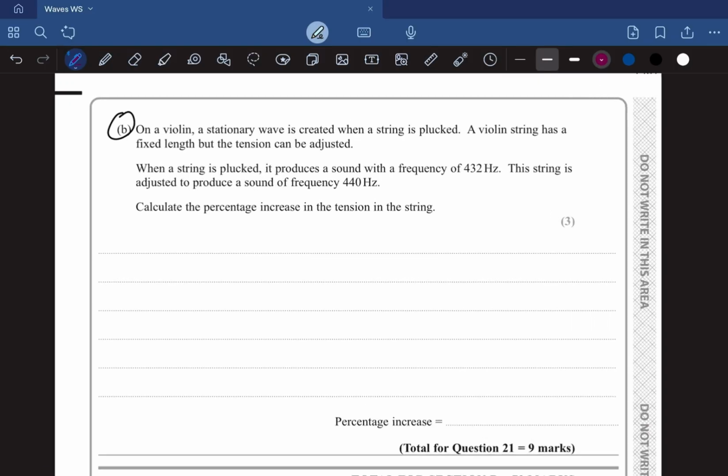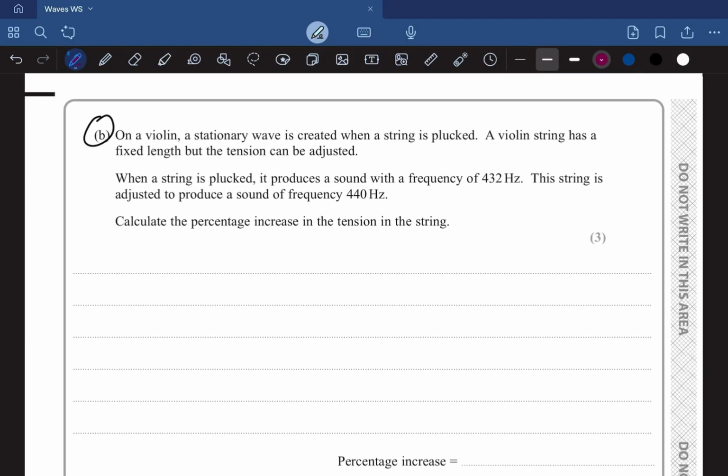Now moving on to the next part, it says on a violin, a stationary wave is created when a string is plucked. A violin string has a fixed length, but the tension can be adjusted. When a string is plucked, it produces a sound with frequency of 432 Hz. This string is adjusted to produce a sound of frequency 440 Hz. So basically you can adjust it. So to increase or decrease the frequency, we'll have to adjust the tension.